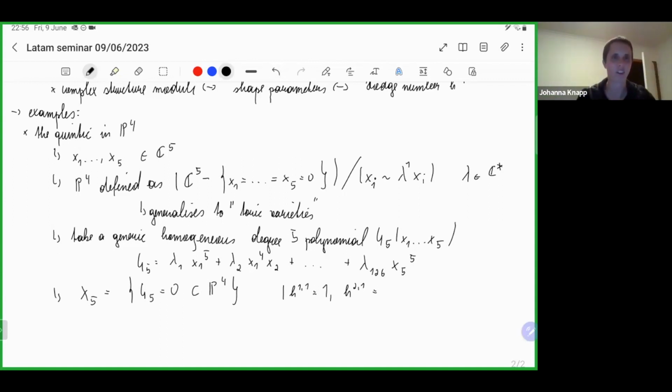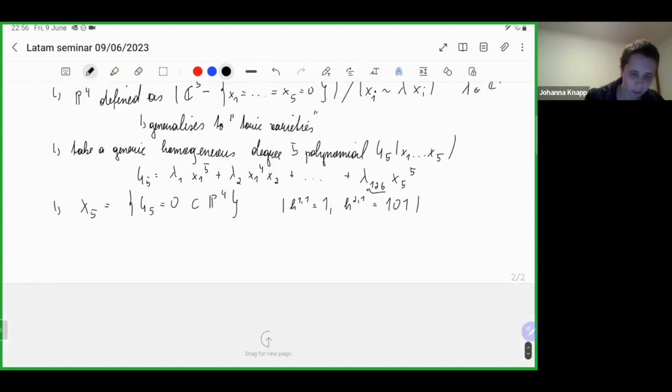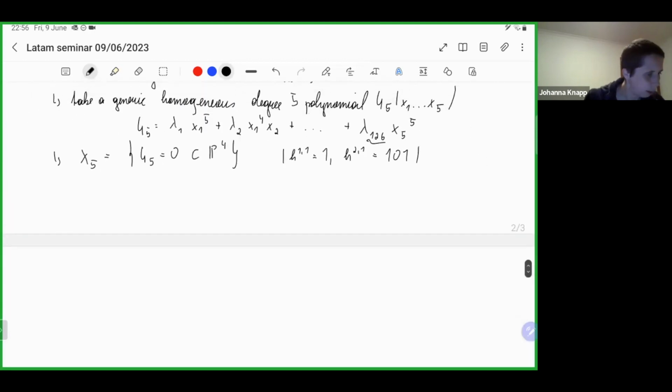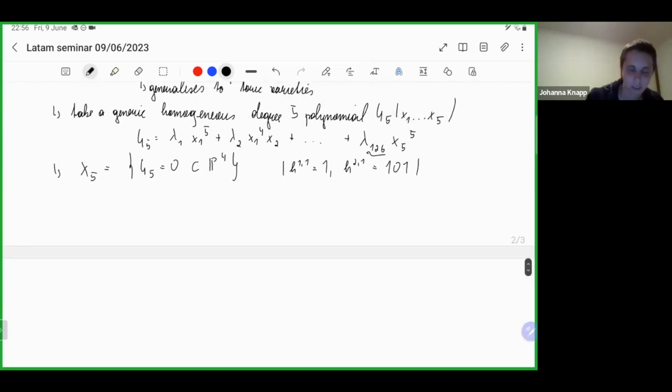It's just a generalization of a sphere, basically. And h21 is 101, which actually has a relation to the fact that we have 126 monomials here, modulo some linear field redefinitions or coordinate transformations. All right, and this is the most famous example, and it will be the main example for the rest of the talk.